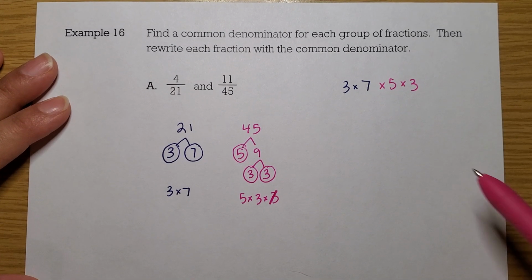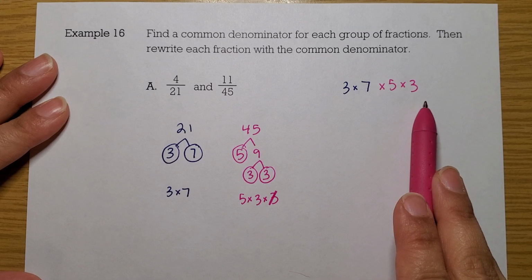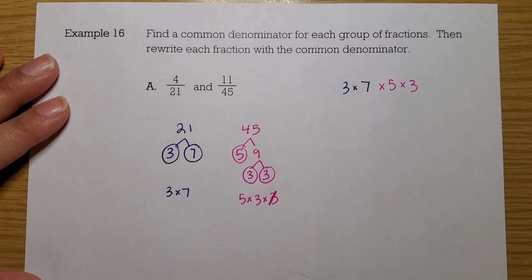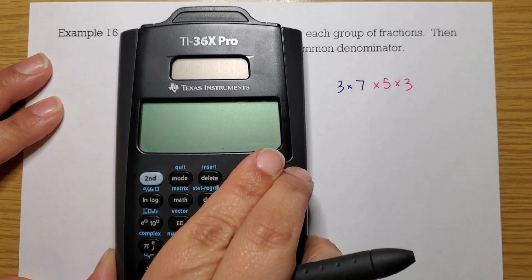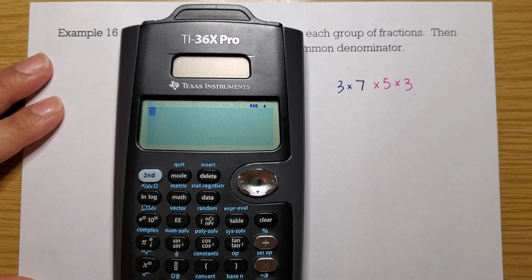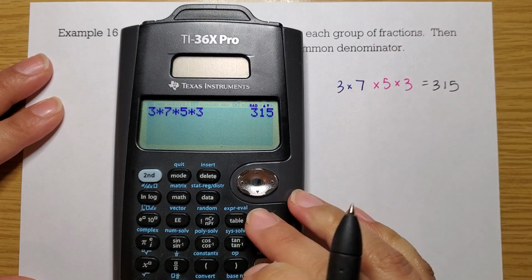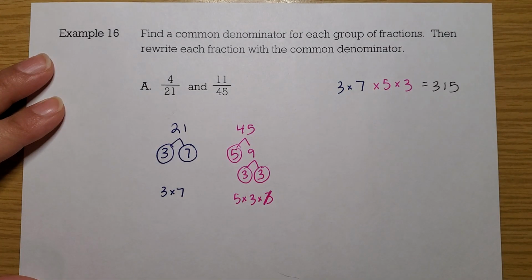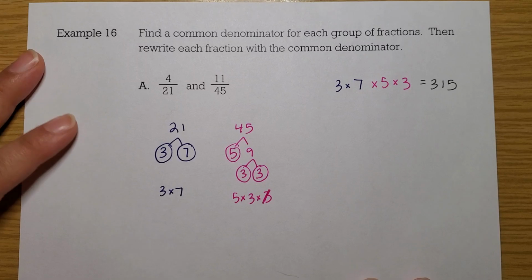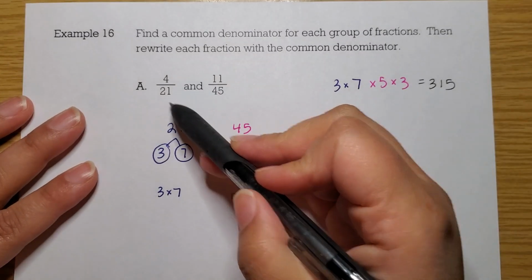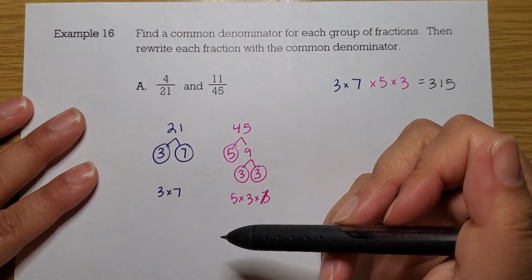So once I've done that, I multiply all of this through, and that's going to give me my common denominator. So 3 times 7 times 5 times 3 is going to give me 315. That is the smallest common denominator for 21 and 45.